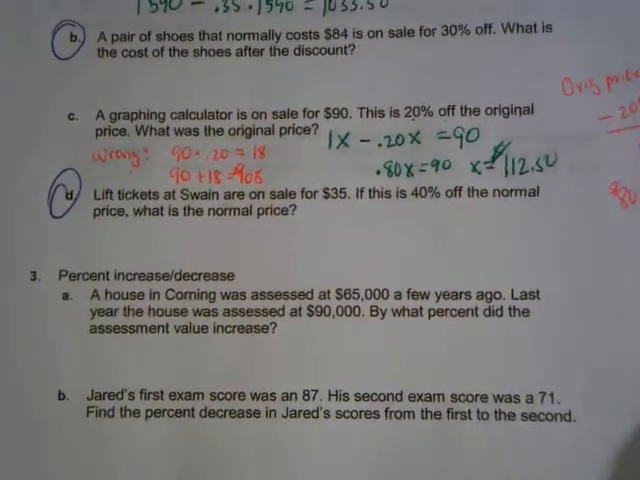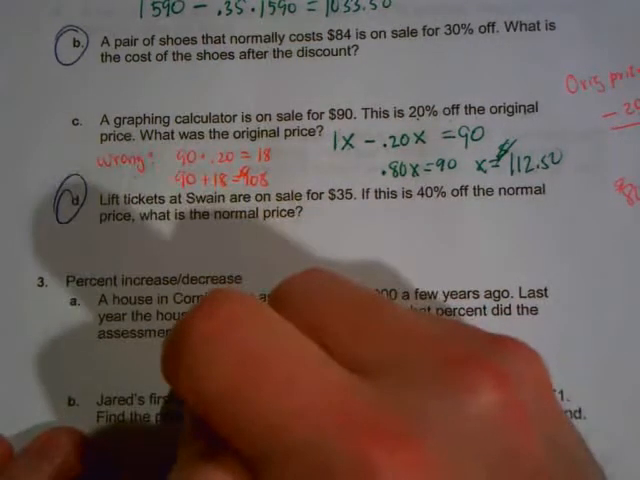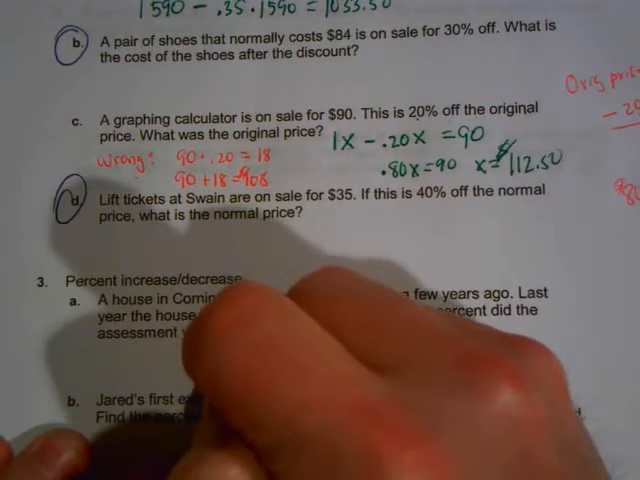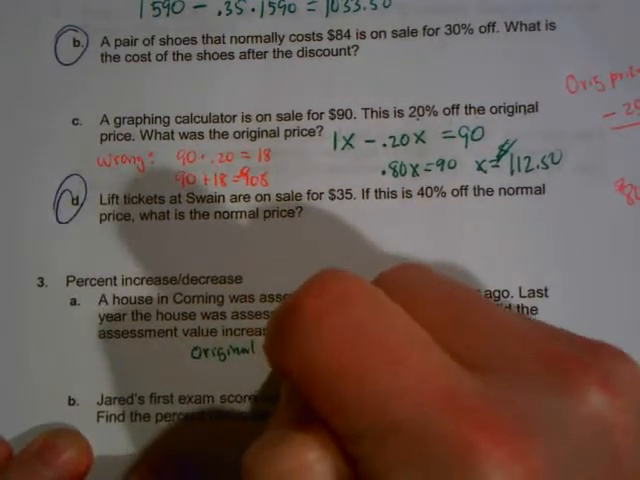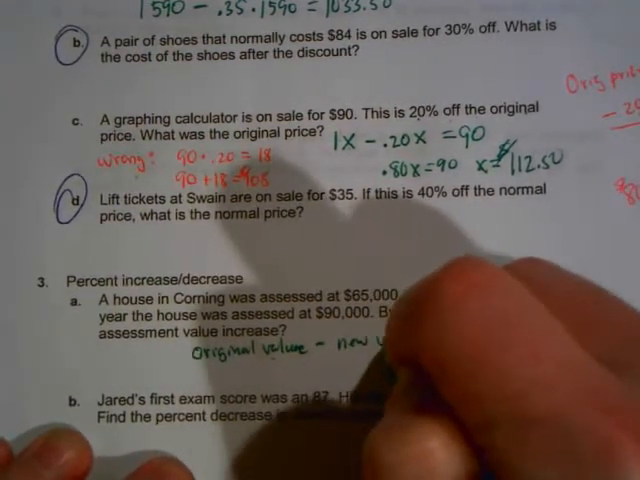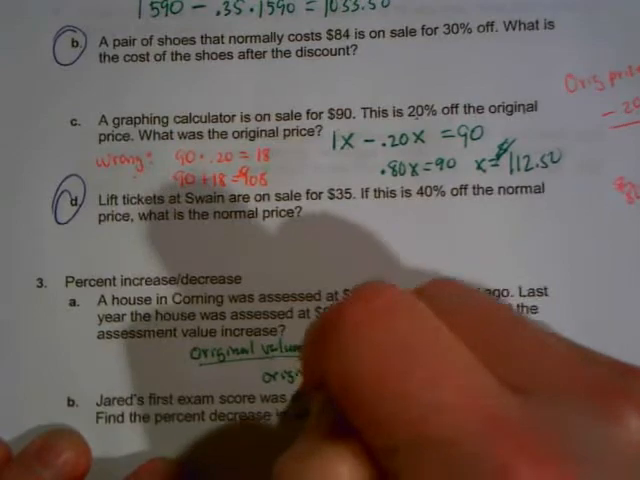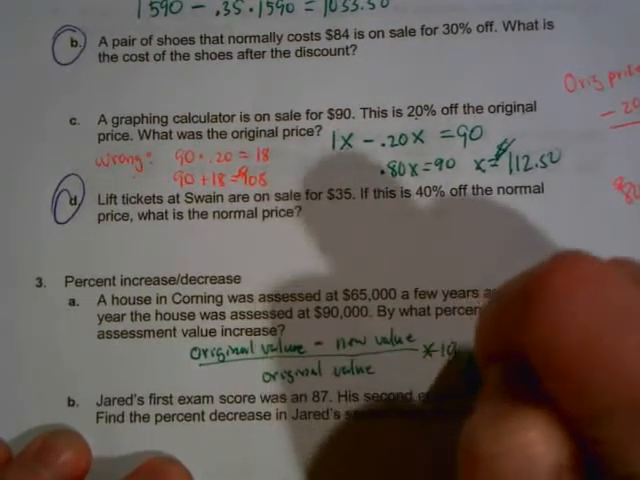Okay, the last thing we have with percents, I think, is percent increase, percent decrease. To find percent increase or percent decrease, we're going to have a little formula. And the little formula is, you take the original value minus the new value, and you divide by the original value, and then you multiply by 100%.